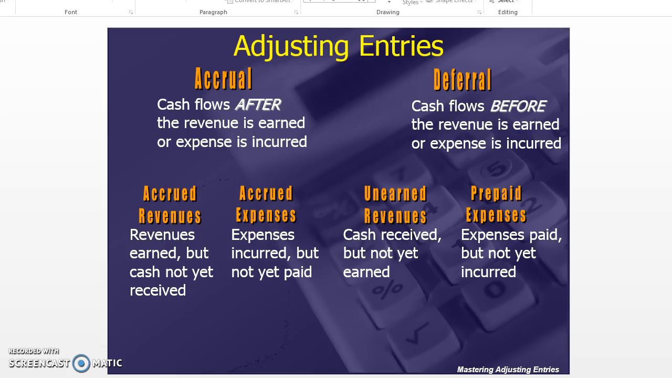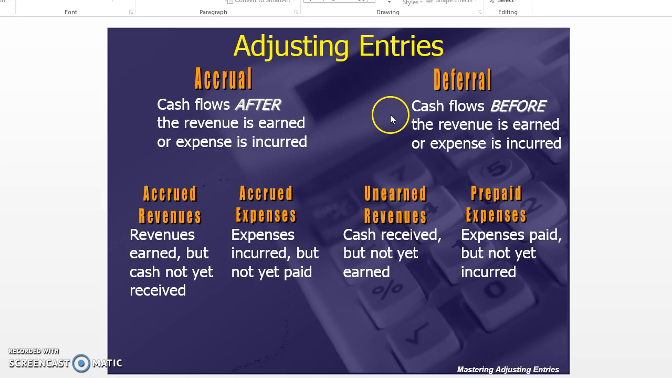Welcome back. We are continuing our discussion of adjusting journal entries made at the end of a period, and we have so far finished our accrual adjusting entries. We spoke about accrued revenues and accrued expenses, and we discussed how those are situations where the cash comes after either the revenue is earned or the expense is incurred. That would be an accrual situation.